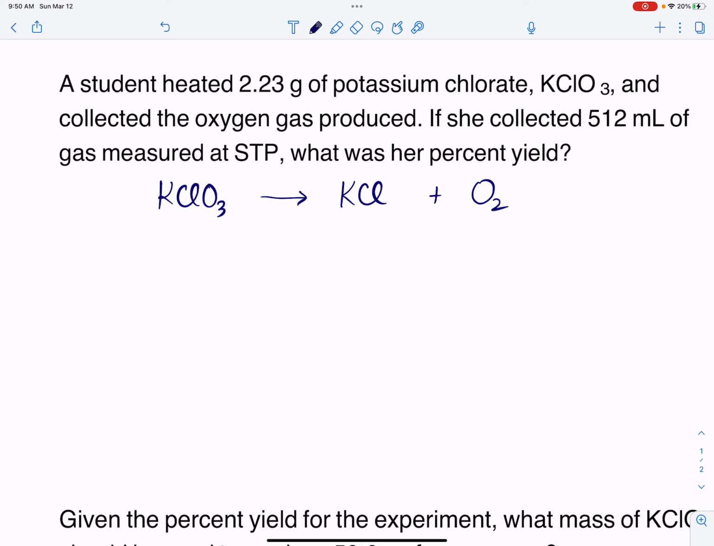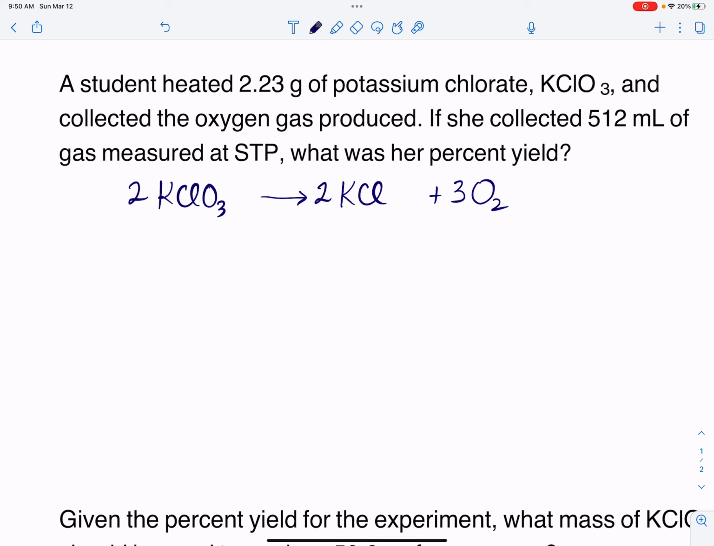But now that we have the equation, go ahead and balance it. Since there's 3 O's on the left and 2 O's on the right, the lowest common multiple would be 6. So I'm going to put a coefficient of 2 in front of the KClO3 and a coefficient of 3 in front of the oxygen. And then because we have 2 KClO3s, we'll get 2 potassium chlorides among the products. So there's our balanced equation. To do a stoichiometry problem, you have to have a balanced equation.